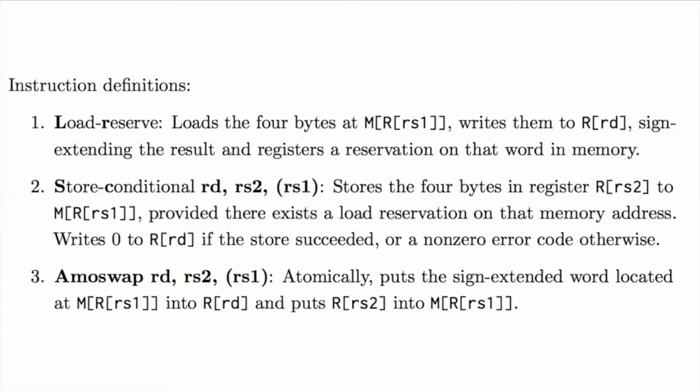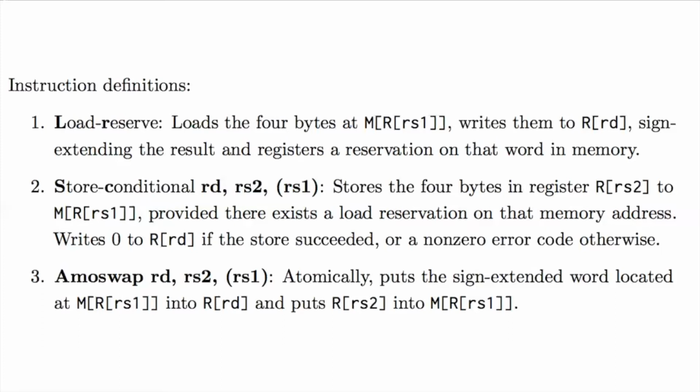Load reserve, or LR, loads the 4 bytes at the memory address located in the first argument register, or RS1, then writes them to RD, the destination register. It sends the result, if necessary, and registers a reservation on that word in memory. Store conditional stores the 4 bytes in register RS2, the second argument register, to the memory address stored in RS1, the first argument register, provided there exists a load reservation on that memory address. It writes a 0 to RD, the destination register, if the store succeeded, or a non-zero error code otherwise.